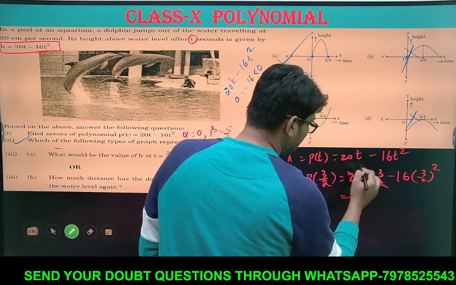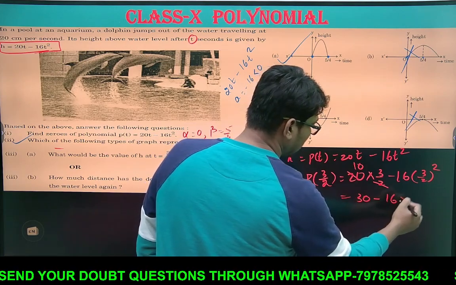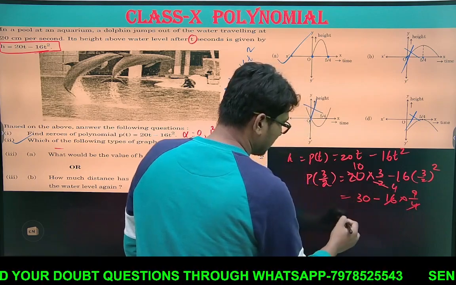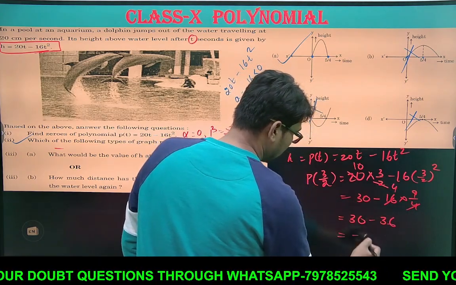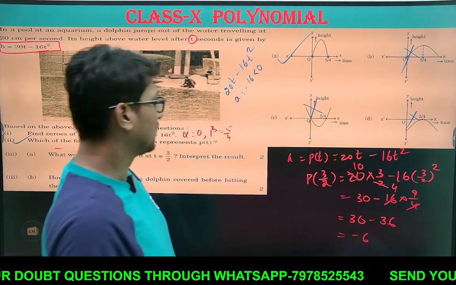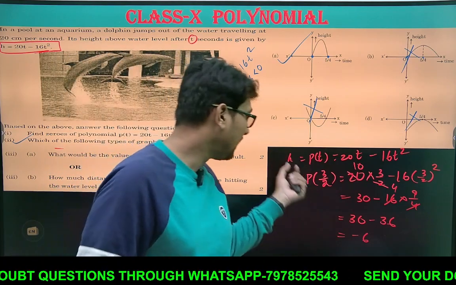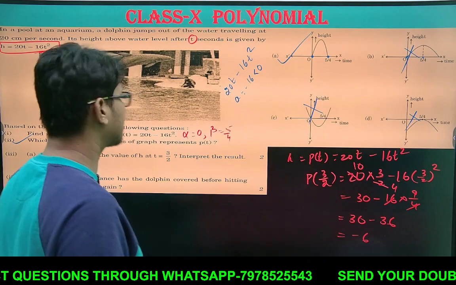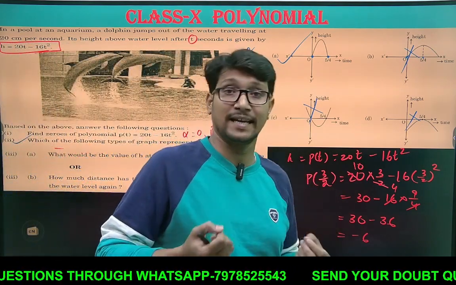So 2 tens are 20, 10 into 3 how much? 30 minus 16 into 9 by 4. So 4 fours are 16. So 30 minus 36, which is how much? Minus 6. So the value is minus 6. Means h value is minus 6.